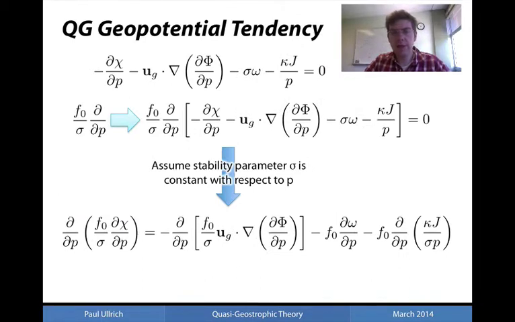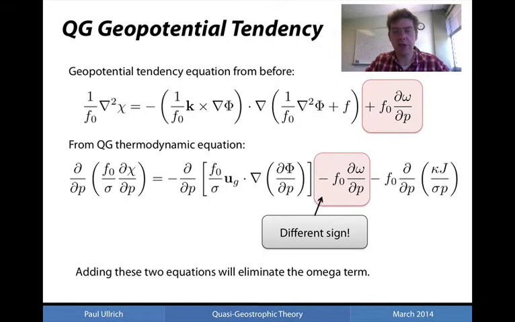So then taking this equation and taking f0 over sigma times the pressure derivative, applying that composite operator to the whole equation, leads to a form of the thermodynamic equation that looks like the bottom line. Note here that we have now obtained a term that looks like f0 ∂ω/∂p, and that will be used then to cancel out the term in the geopotential tendency equation.